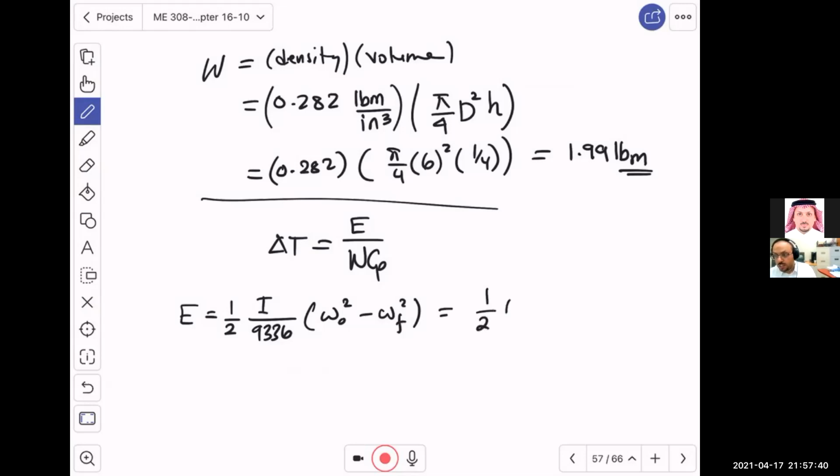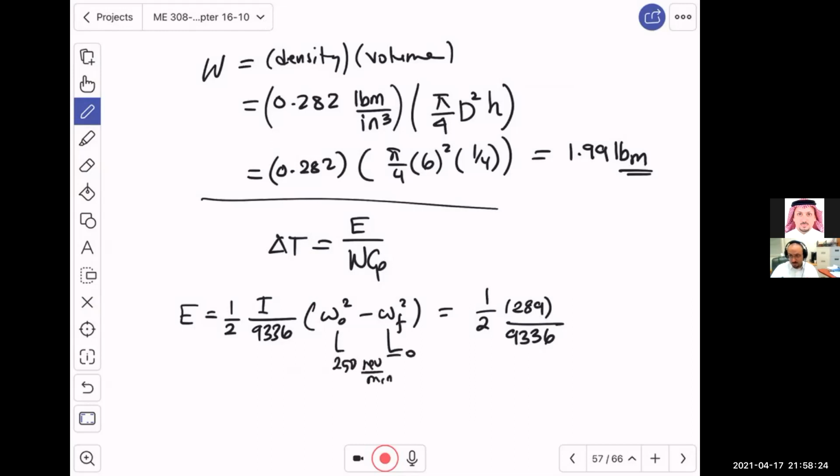If you look here, the equivalent rotary inertia of the machine as seen from the brake shaft is 289, and it is in pound mass inch second squared. So this is I. Then we divide by 9336. And then I have to multiply by the velocity. Now it says here it was going with a speed of 250 revolutions per minute to rest. So this one is 0, while this one is 250 revolutions per minute.